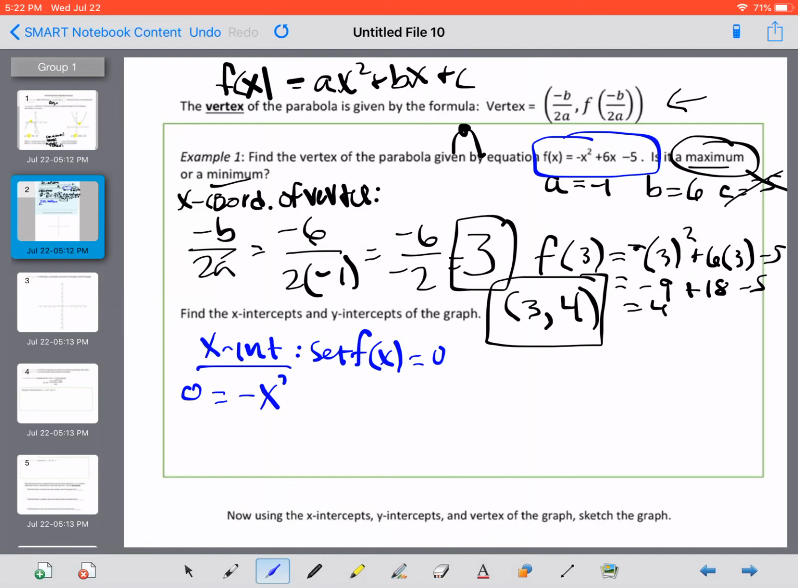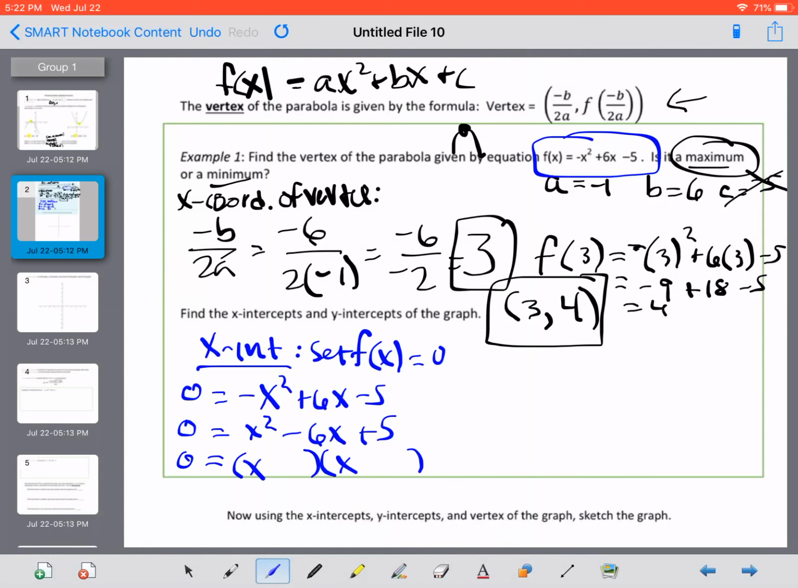We have negative x squared plus 6x minus 5. I'm going to multiply both sides of the equation by negative 1 just so that I have a positive x squared term. It's easier for me to factor that way. So if I multiply 0 by negative 1, I get 0. And if I multiply everything on the right by negative 1, I get x squared minus 6x plus 5. Okay, this is just a little bit easier for me to factor.